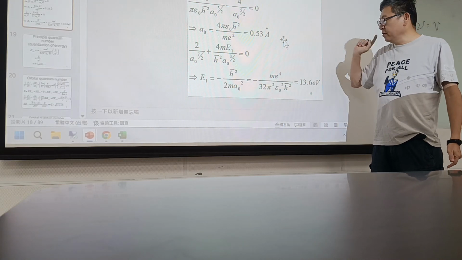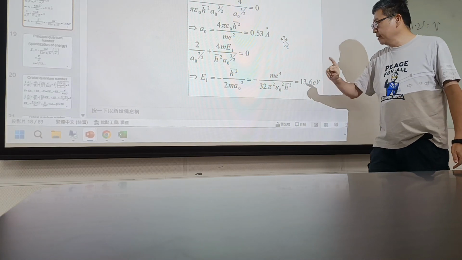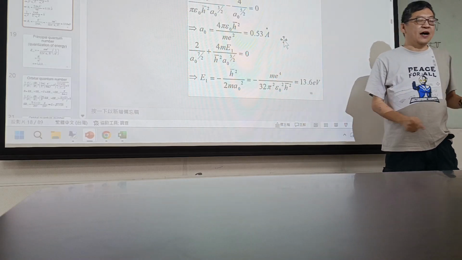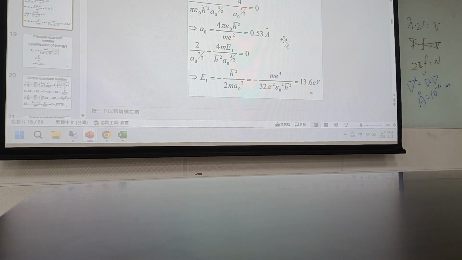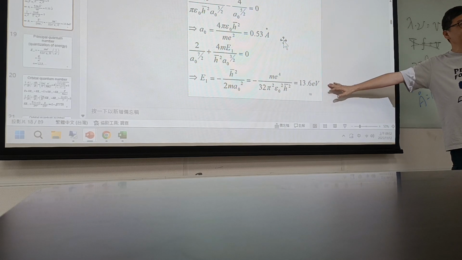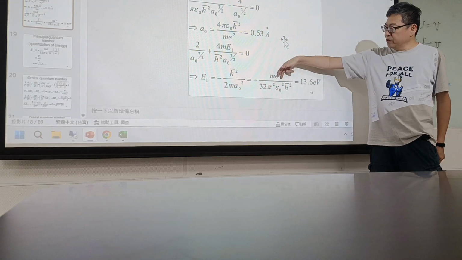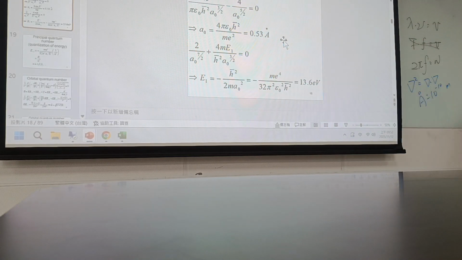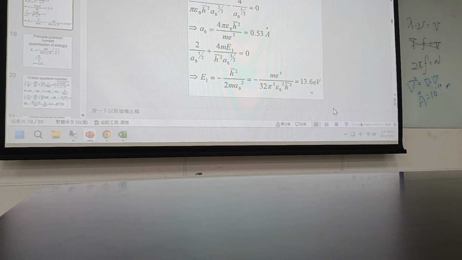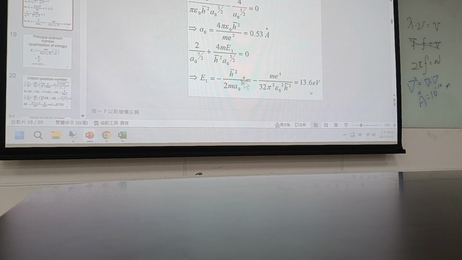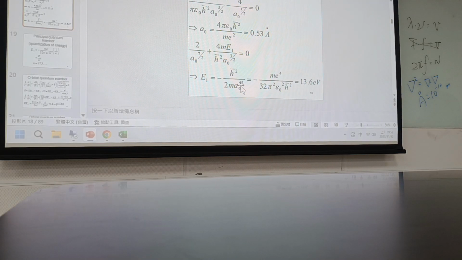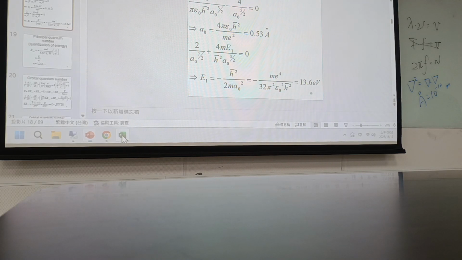Also, we need to get another one, the E1, because from our experiment we know that the first ionization potential for hydrogen is this number. Can we get this one? Let's try. Or we can start from here, it will be easier.